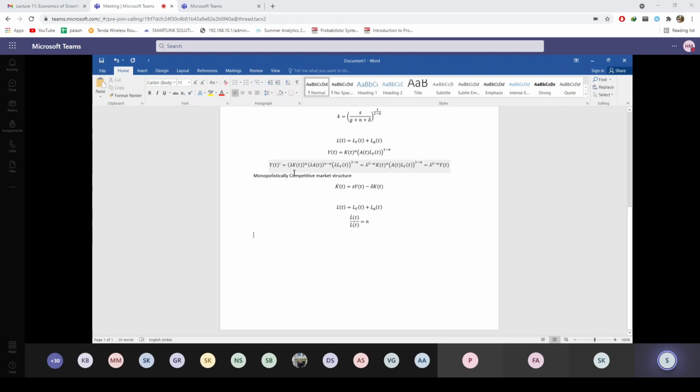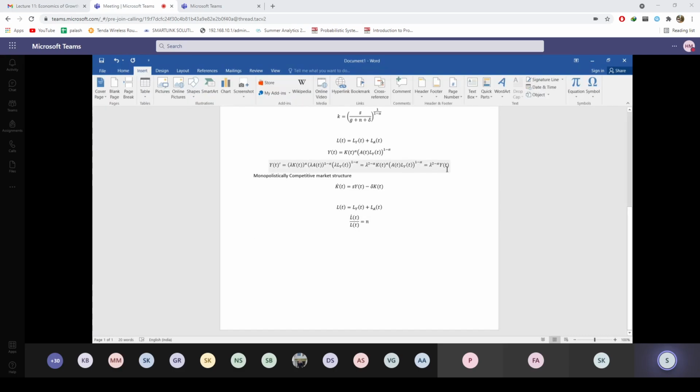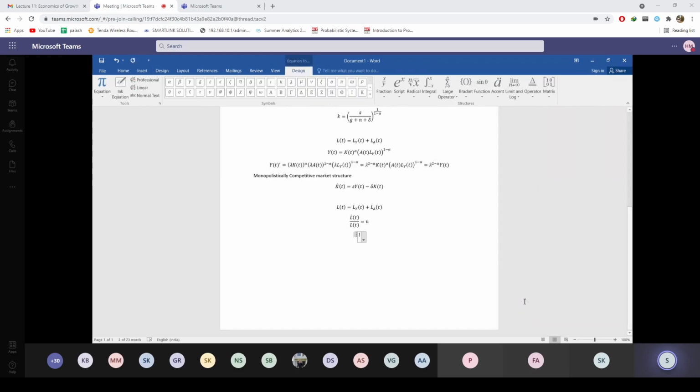To prove that, I will take logarithm on both sides. If I take logarithm on both sides, this equation can be written as follows. Please take a running note, and whenever you have a confusion, let me know.